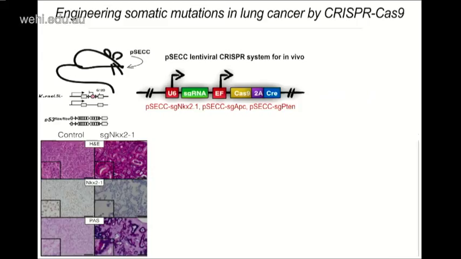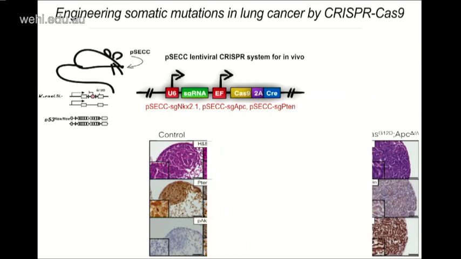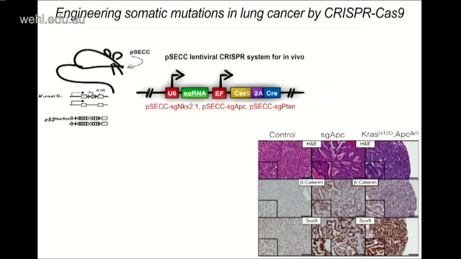This is what they look like, and I'll just show this quickly. We see what we expect when we get rid of NKX2.1. The tumors become quite mucinous. They actually look a little bit more intestinal when you get rid of this transcription factor. When you delete P10, you can see activation of the PI3 kinase signaling pathway in the tumors. And when you get rid of APC, one can see nuclear beta-catenin in these tumors as expected, as well as upregulation of SOX9, a change in differentiation state.